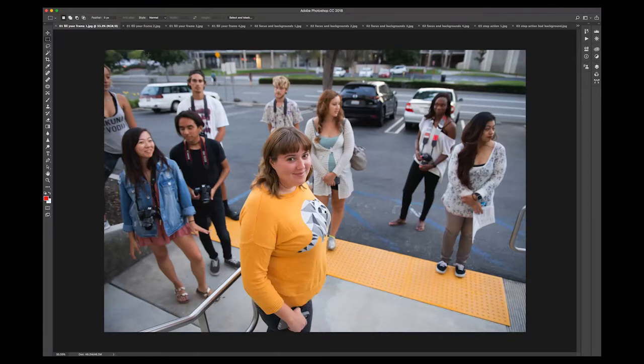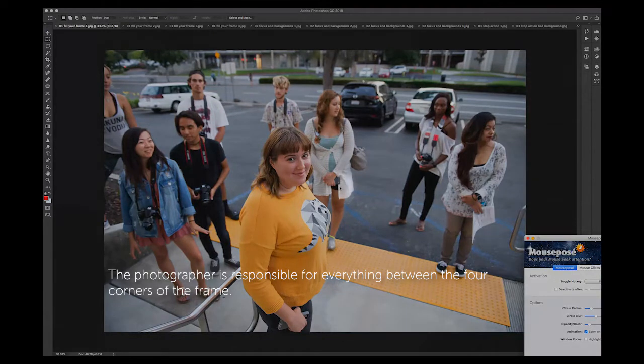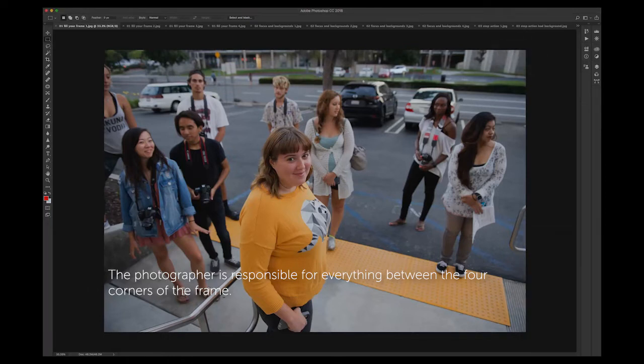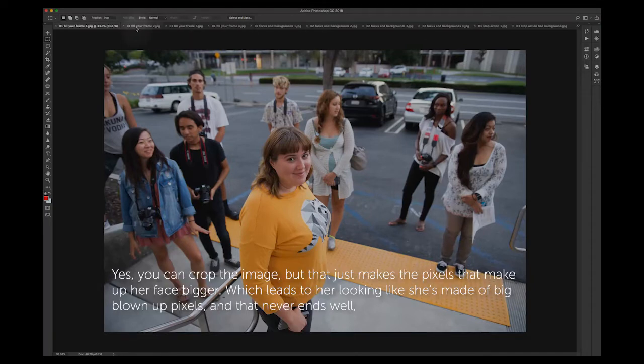So when you think of being a photographer, we can think that one of our jobs is to basically use all the space between these four corners. Our job is to make use of it. Here we have 1, 2, 3, 4 corners, and if our subject is this student here, let's use all of the real estate to make it a picture of her. So that's called filling up your frame.